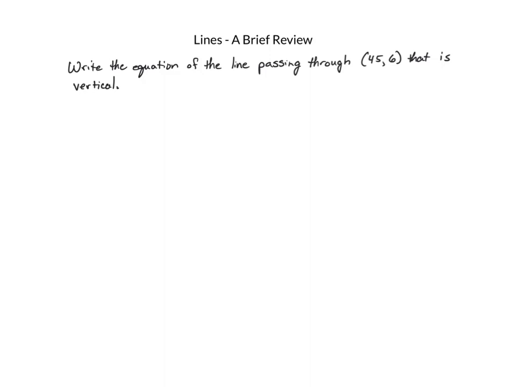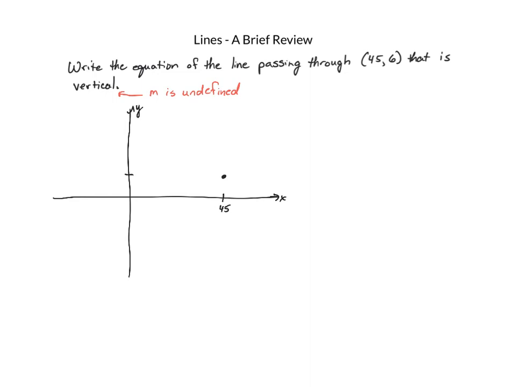Let's finish with this problem. We're going to write the equation of the line passing through 45/6 that is vertical. We'll recall that a vertical line has a slope that is undefined. So we can't use the formula that we did on the previous problems. But let's draw a picture of the line we're talking about. Here's my grid. Here's my x-axis and my y-axis. Just a quick sketch. 45/6. Let's say it's right here. So this is 45 and this is 6. And we're looking for the equation of this line.